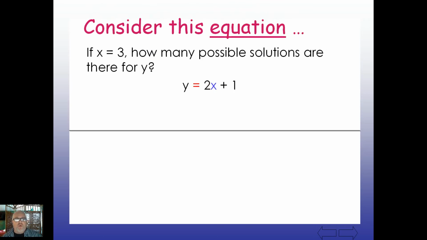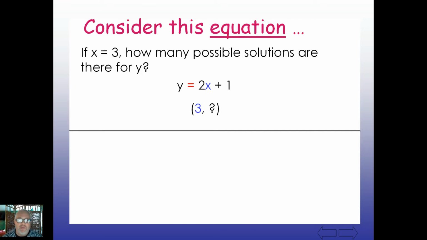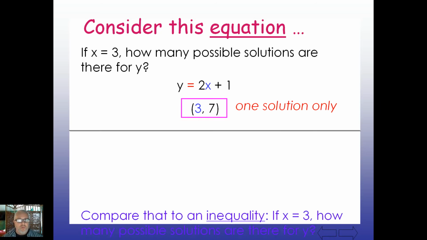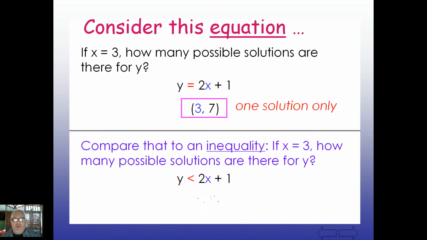Alright, so consider this equation. If x equals 3, how many possible solutions are there for y? So y equals 2x plus 1. Let's plug a 3 in there and see what we get. If we plug a 3 in, we end up with 7 as the only solution. It is an equation. It's saying that 7 is equal to 6 plus 1. True statement, of course. Now compare that to an inequality. If x equals 3, how many possible solutions are there for y?